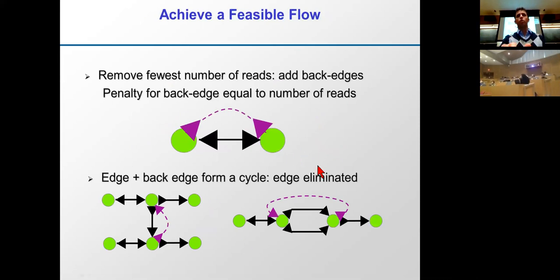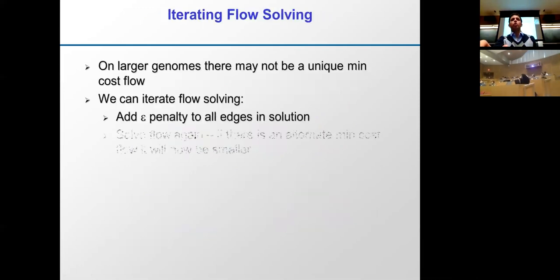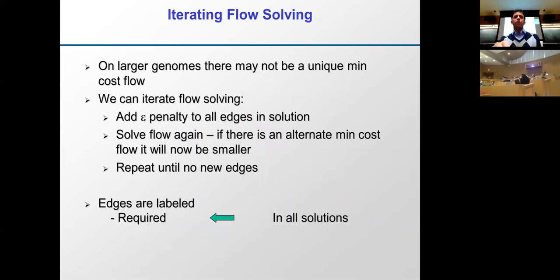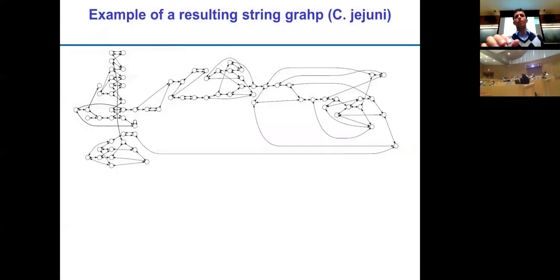And then you can achieve these feasible flows by removing the fewest number of reads and then adding back edges that are now consistent with those. So then you can use that iteratively, and start resolving more and more of those loops until you get to a minimal graph beyond which you can no longer resolve any ambiguities. And that's where people are in many of these projects.